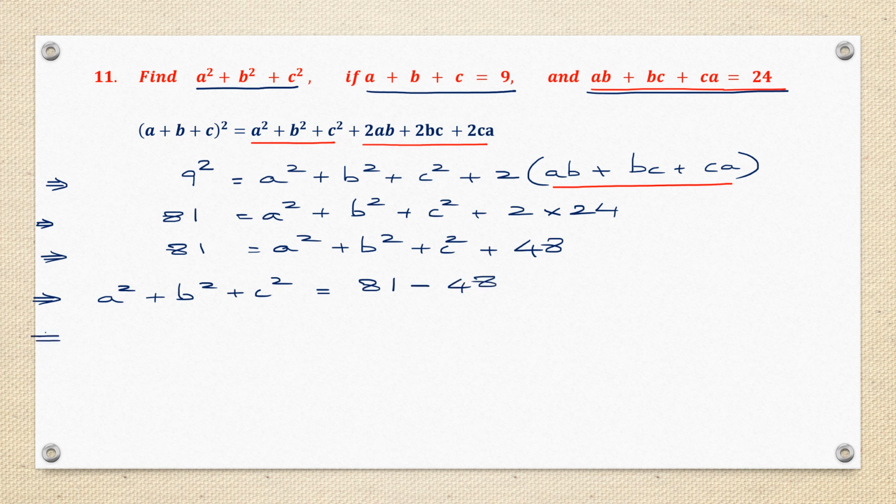So we can find the value of a square plus b square plus c square just by subtracting 81 and 48. And that is 33. So we have found our answer. A square plus b square plus c square is equal to 33.